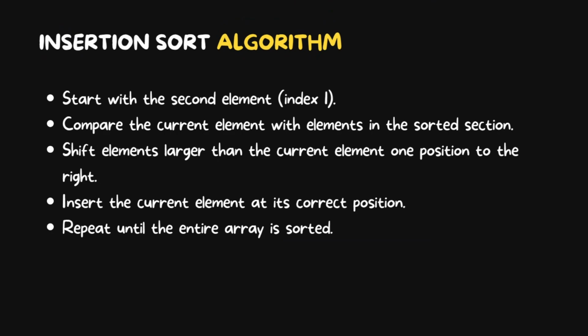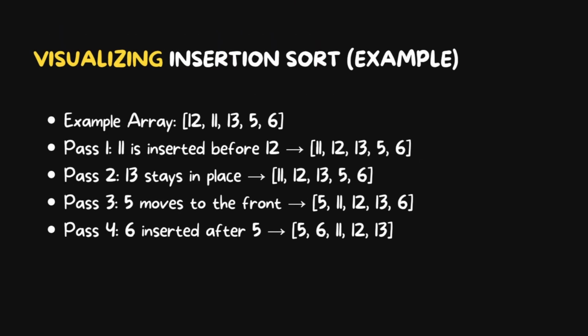Let's make this clearer with an example. Suppose we have the array 12, 11, 13, 5 and 6. In pass one, we compare 11 and 12. Then we insert 11 before 12, so the result will be 11, 12, 13, 5 and 6. In pass two, we compare 13 with previous elements. There will be no change since 13 is larger than 11 and 12.